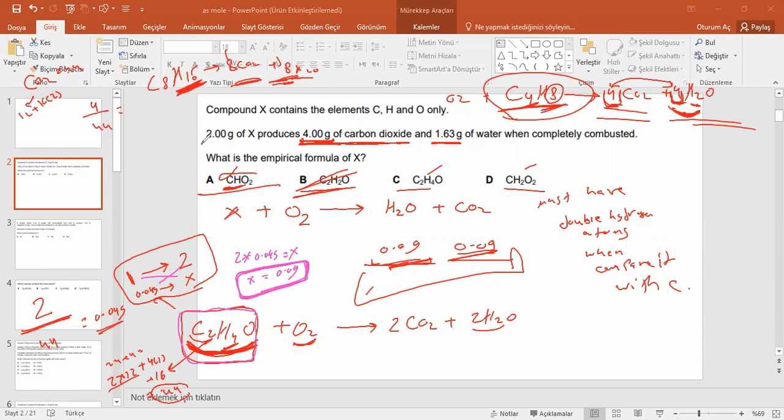The amount of CO2 produced in the question was, sorry, 4 grams, right? So how many moles of CO2 produced? As we said, we divide 4 by the molar mass of CO2, which is 44. We will get 0.09. So these two numbers match each other. Option C is the correct option.